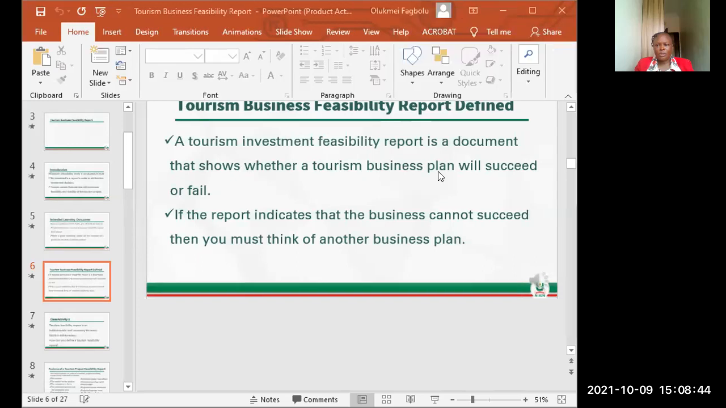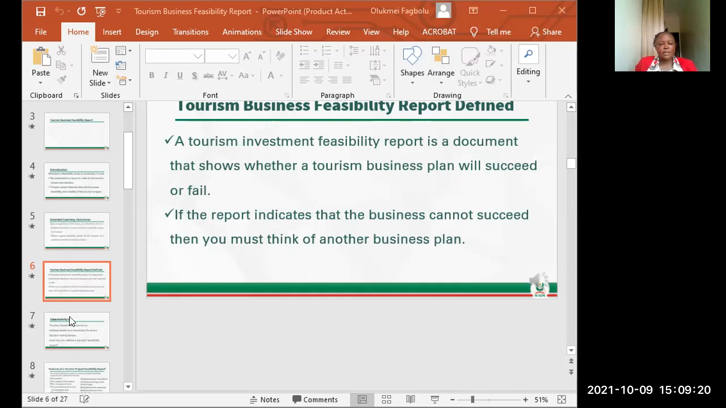Now, I said for every new business or repackaging or expansion of an existing business, there must be a feasibility study. And at the end of that exercise, a report will show whether that business that we want to establish or repackage or expand is going to succeed or not.